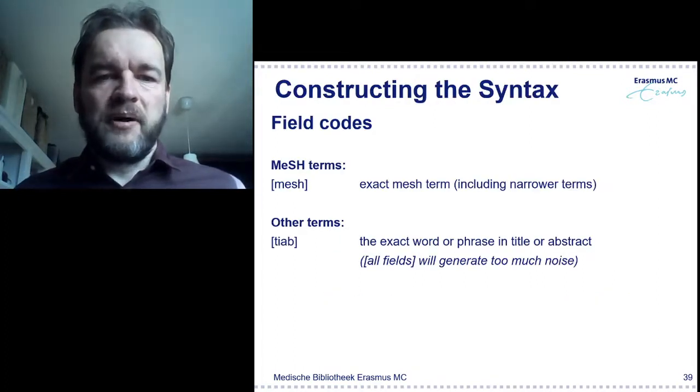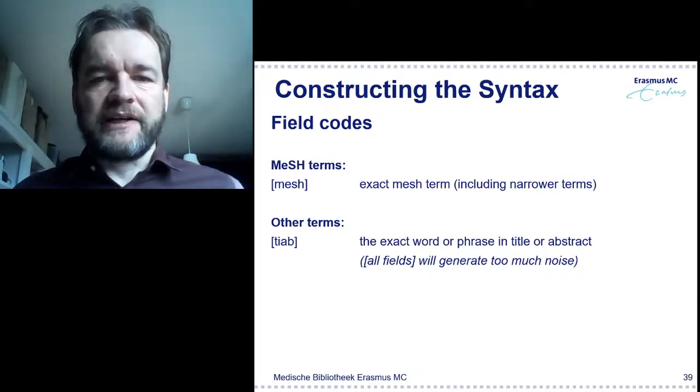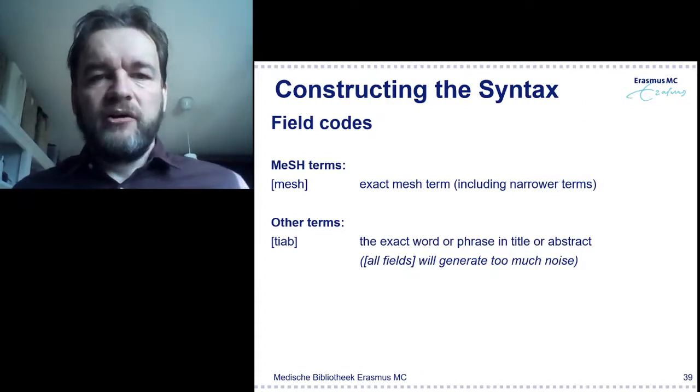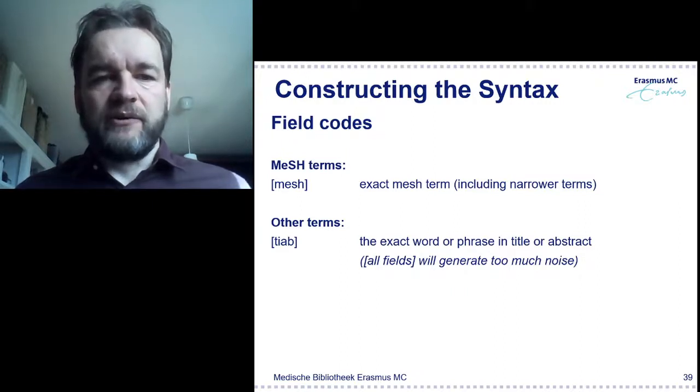It is wise to tell PubMed exactly in which fields you want to search your terms. With the field code mesh between square brackets, you ask PubMed to search for articles indexed with the mesh term, or with one of the narrower terms in the tree below that term. With TIAB between square brackets, you ask PubMed to find all articles where that term is found in the title or abstract of an article. This code also searches some other fields of the record, but it is more limited than all fields.